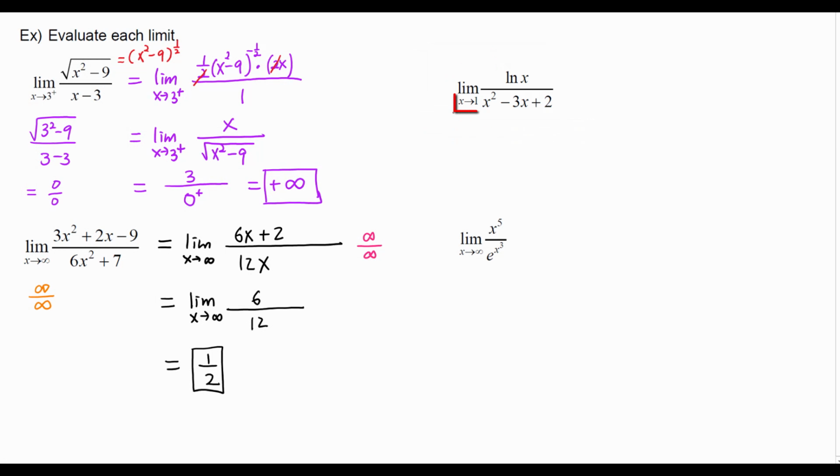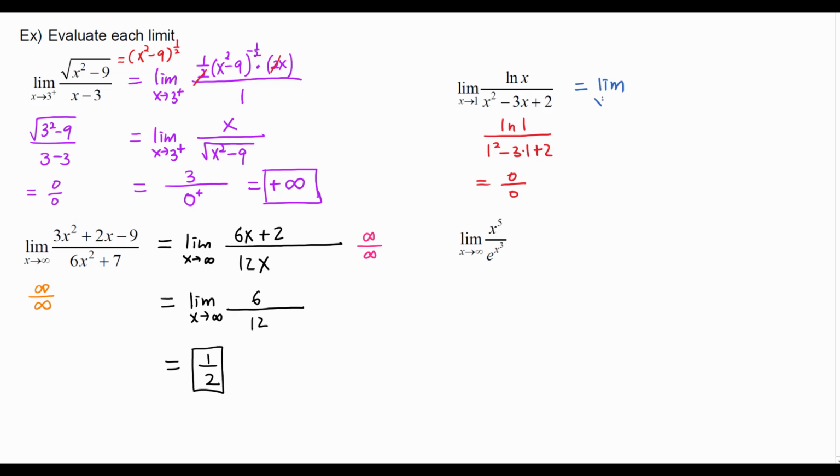How about the limit as x approaches 1 of ln x over x squared minus 3x plus 2? If I plug 1 in there, what happens? I get ln 1 over 1 squared minus 3 times 1 plus 2, which is 0 over 0 again. So you get to use L'Hopital's rule.